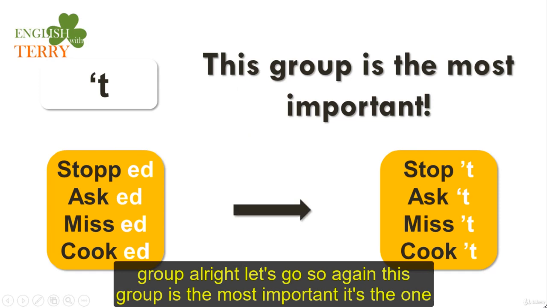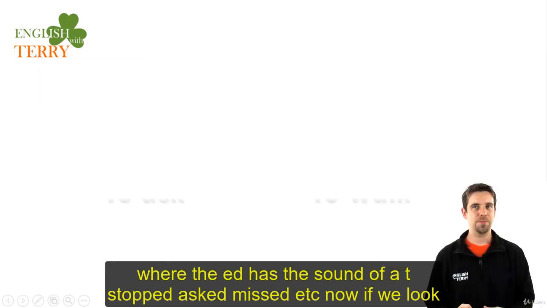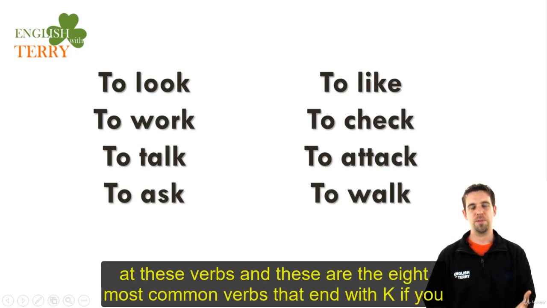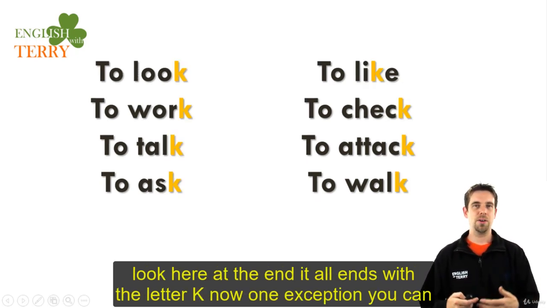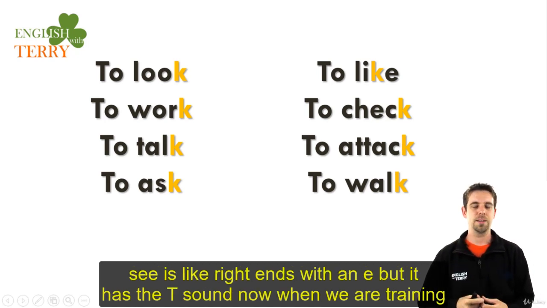So again, this group is the most important. It's the one where the ED has the sound of a T. Stopped, asked, missed, etc. Now, if we look at these verbs, and these are the 8 most common verbs that end with K, if you look here at the end, it all ends with the letter K. Now, one exception you can see is like, right? That ends with an E, but it has the T sound.